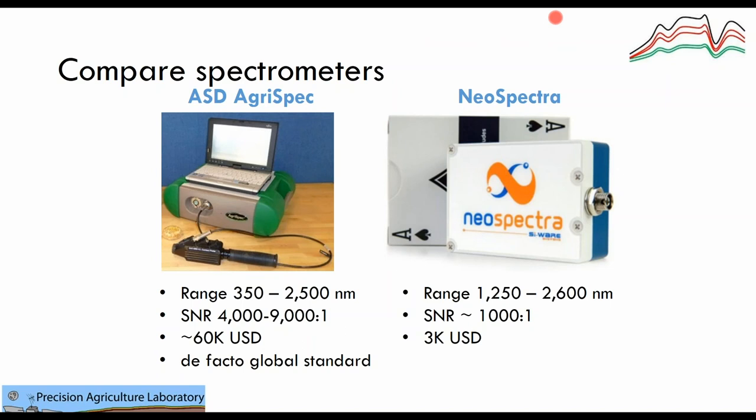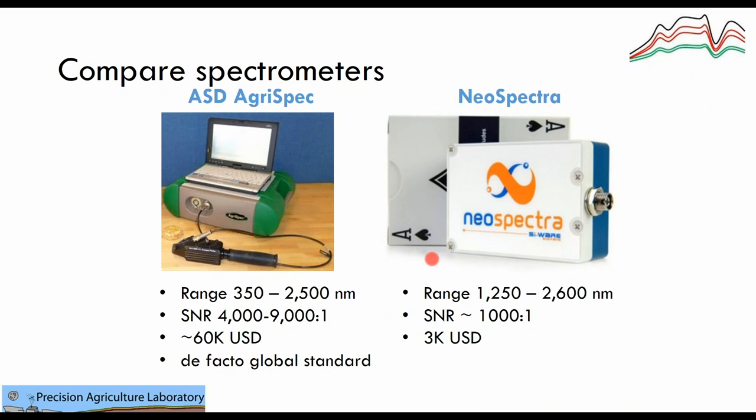This new spectrometer that is on the market now is around 4,000 Ks, and it does not measure from the visible part of the spectra. Remember, the visible part of the spectra starts around 390. So we have from 350 to 2500 for the ASD, which is the visible near-infrared, while the NEO spectra goes only in the near-infrared part of the spectra, with a difference of many thousand dollars.